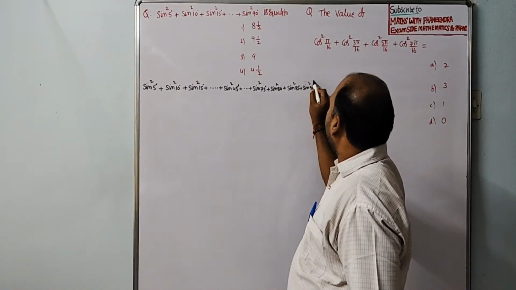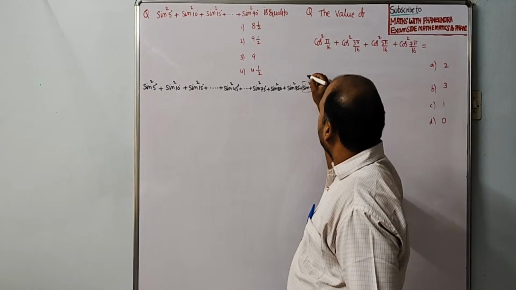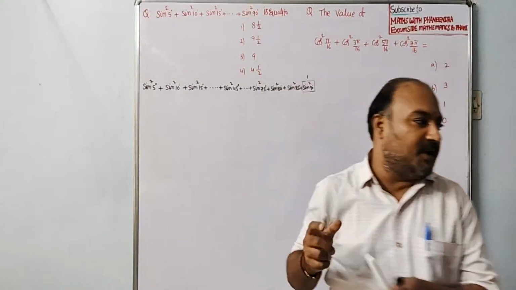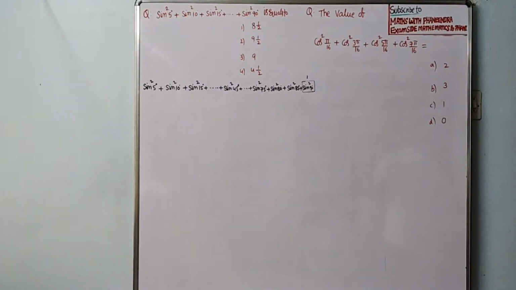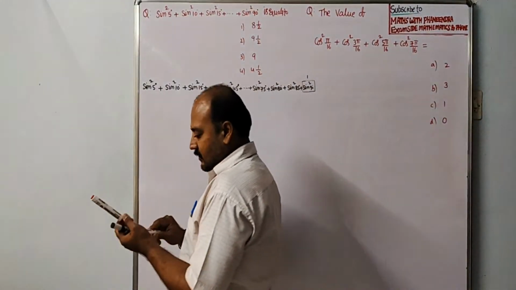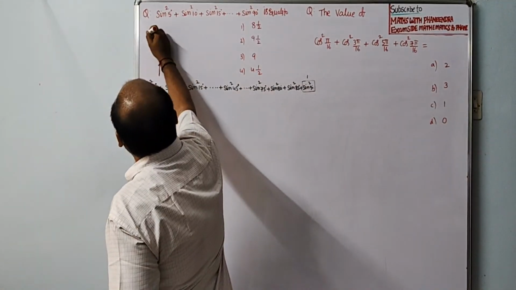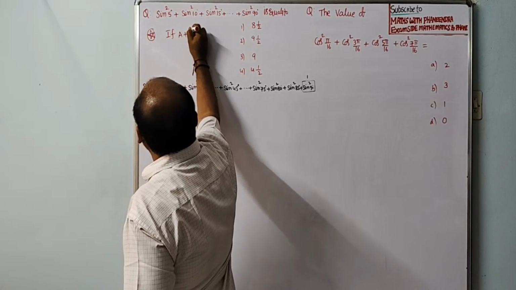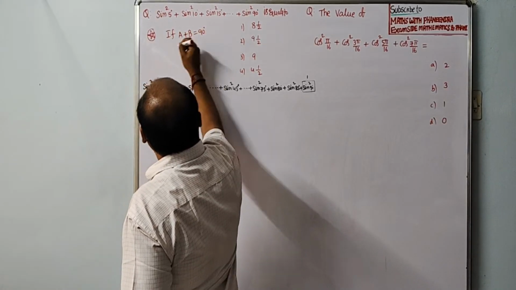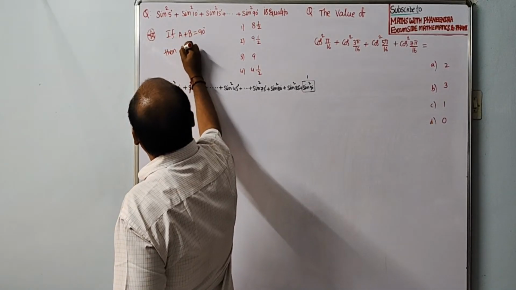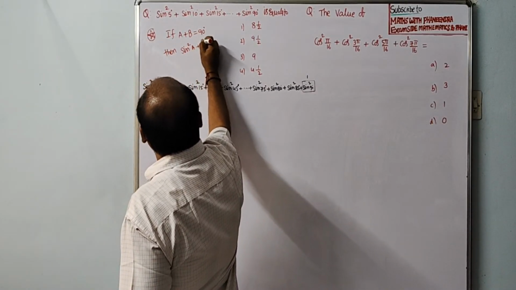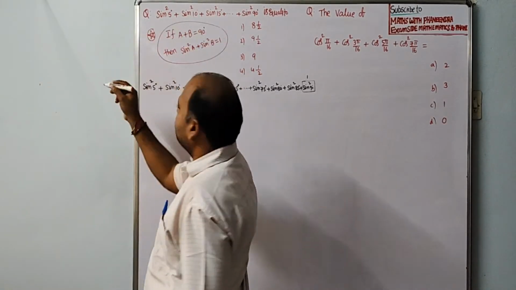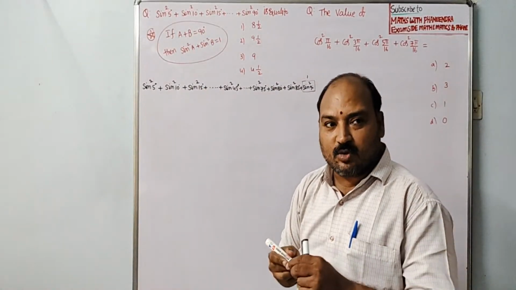Sine square 90 degrees, this value is 1. So you can put it here 1. After that, you have the combinations. Once again I am writing, if A plus B is equal to 90 degrees, then sin square A plus sin square B is equal to 1 only, no? Just now I said in the previous question.